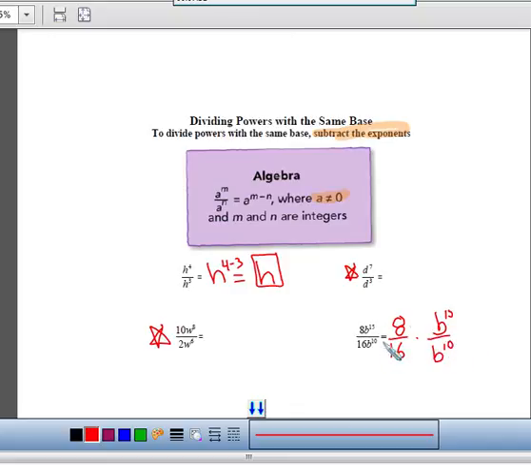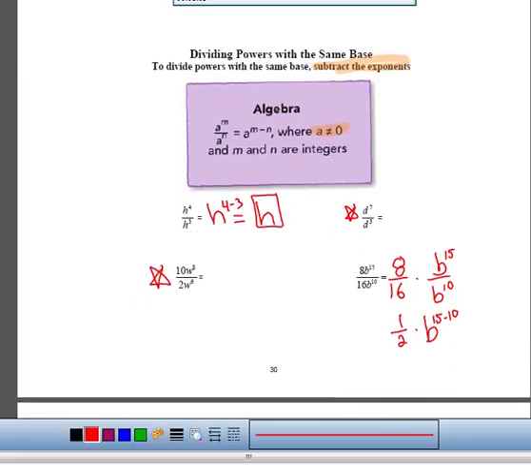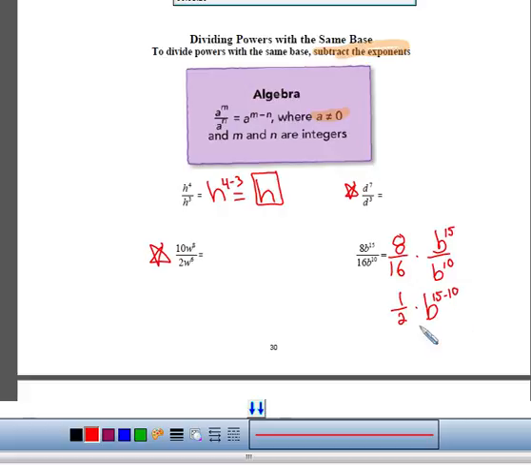Now, simplify the two fractions. So 8 over 16 is really 1/2, times b to the 15th over b to the 10th, which is b to the 15 minus 10. Now, 15 minus 10 is 5. So I've got 1/2 times b to the 5th. You can leave your answer like that, or a better answer is b to the 5th over 2.